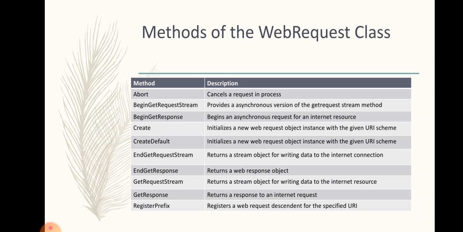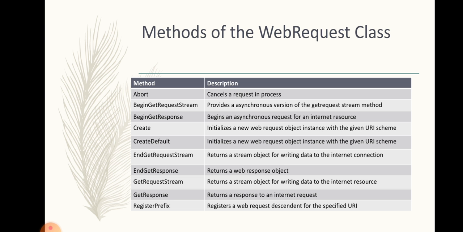Next, methods of the web request class. Abort, it means cancel the request. Begin get request stream, that is, provides an asynchronous version of the get request stream method. Begin get response begins an asynchronous request for an internet resource. Create initializes a new web request object. Create default also initializes a new web request object. End get request stream returns a stream object for writing data to the internet connection. End get response returns a web response object.